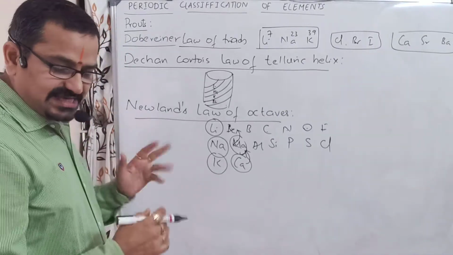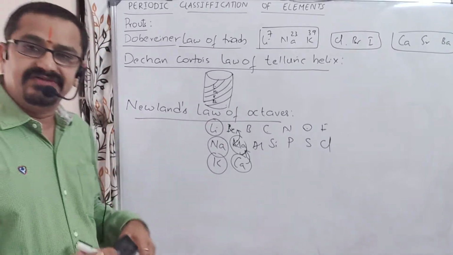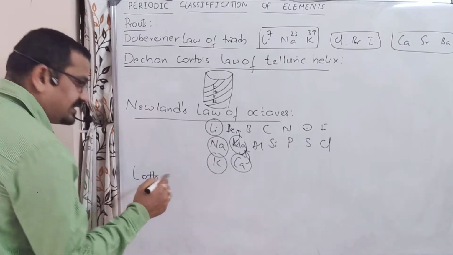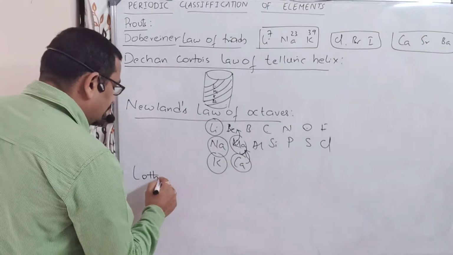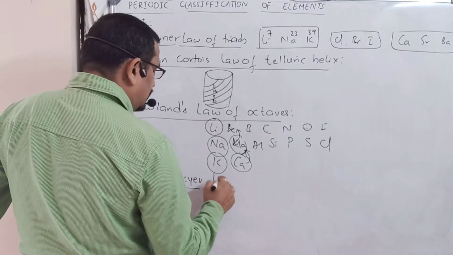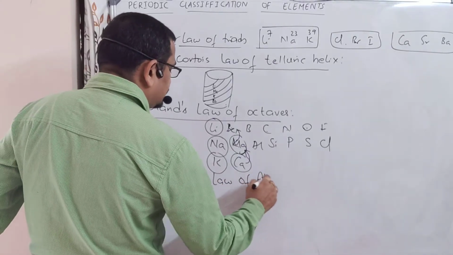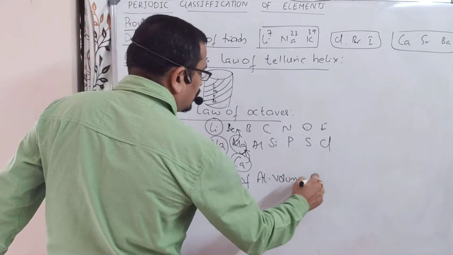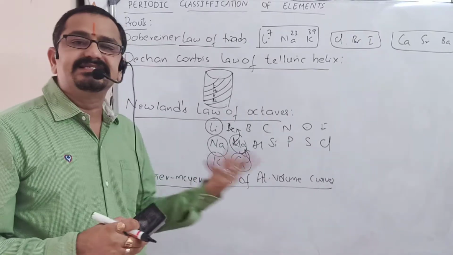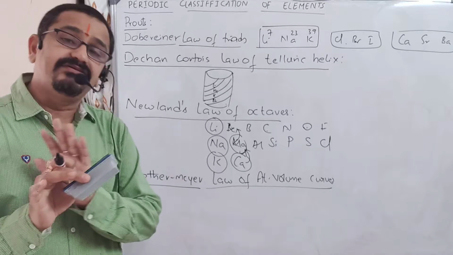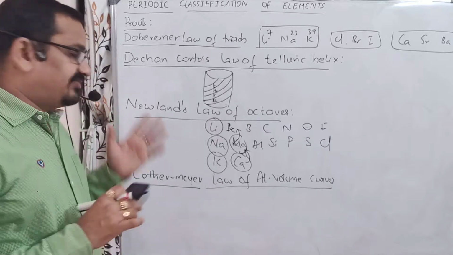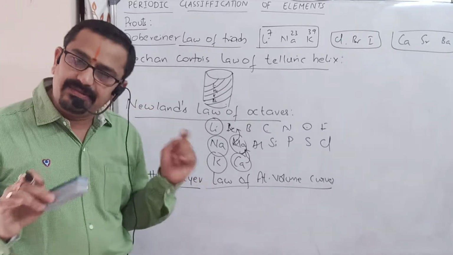Right? So at that same time, another law was given by Mendeleev and Lothar Meyer. Firstly, Lothar Meyer was a senior of Mendeleev. Lothar Meyer had given a law of atomic volume curves. Atomic volume curves means Lothar Meyer plotted atomic volume against increasing atomic mass. At that time they were not aware of atomic number. Do remember that point. No one had discussed atomic number so far. They used to study the elements with respect to their atomic mass only.